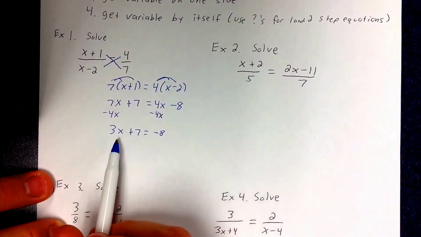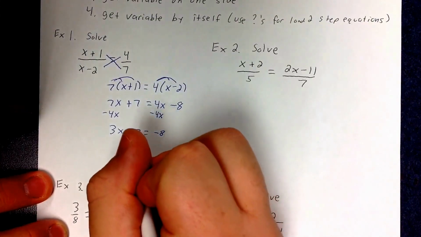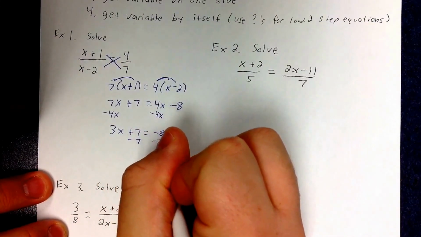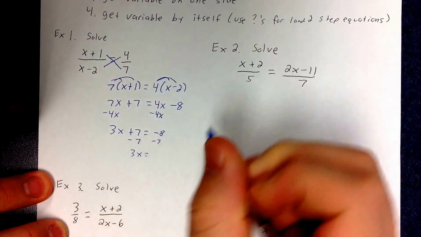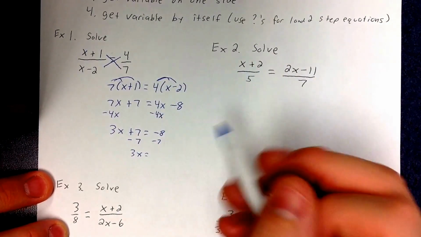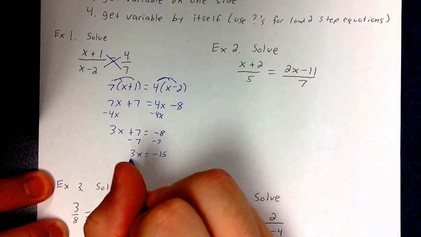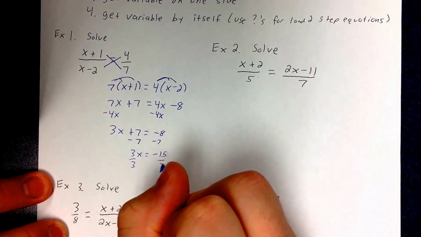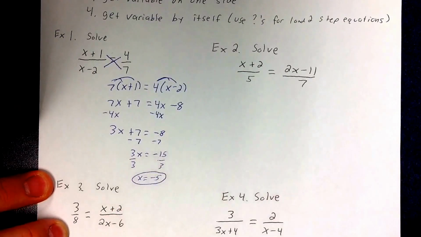So now my variables on the left-hand side, it's not by itself because the 3 and the 7, so I have to get rid of the plus 7 first by minusing 7. So I bring down the 3x, combine negative 8 and negative 7. They're both negative, so I add and keep the sign. So it'd be negative 15. Then I divide both sides by 3, and I get x equals negative 5.